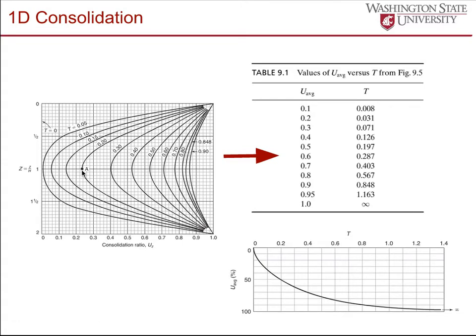Now, when we're looking at soil, we typically don't look at each portion of the depth here, but what we do is we break this down into average values. And so for an average value of consolidation at 0.1, that basically represents a time factor of 0.008. What this is saying is that at a given time, you have an average consolidation, and we're looking at an average consolidation underneath whatever structure it is.